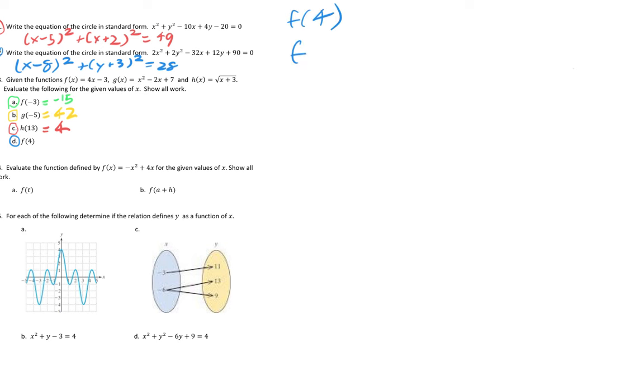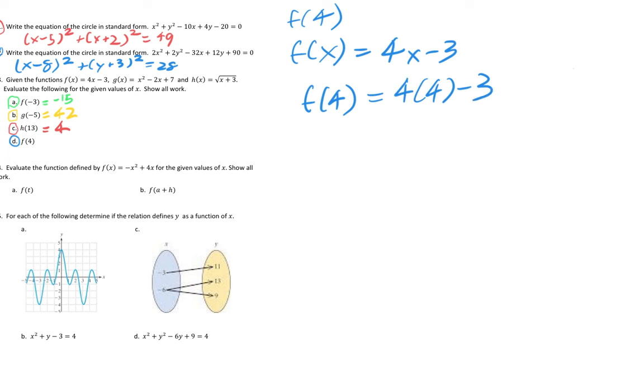So now we want to do 13d here, f of 4. So we know that f of x is equal to 4x minus 3, so f of 4. Anywhere we see an x, we're going to plug in a 4, so 4 times 4 minus 3. So f of 4 is going to be 4 times 4, which is 16, minus 3. So f of 4 is going to be equal to 13.